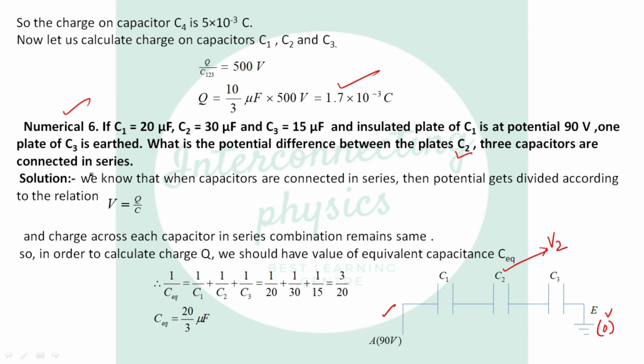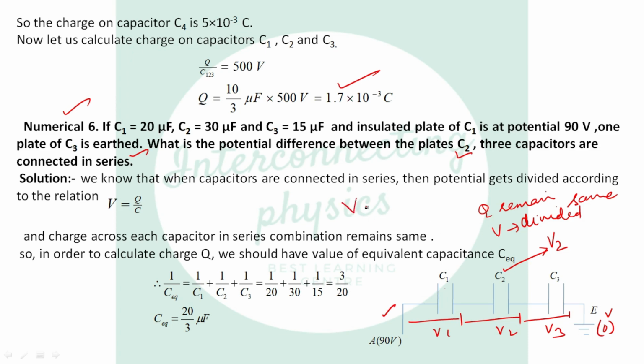Okay, these three capacitors are in series. Now we know that in series combination charge remains same. Okay, but potential gets divided. Let us say potential across this is V1, this is V2 and this is V3. Okay, and what is potential? V equal to Q divided by C. So first of all we should have C equivalent and then we should have charge on each capacitor. Okay, so let us calculate C equivalent.